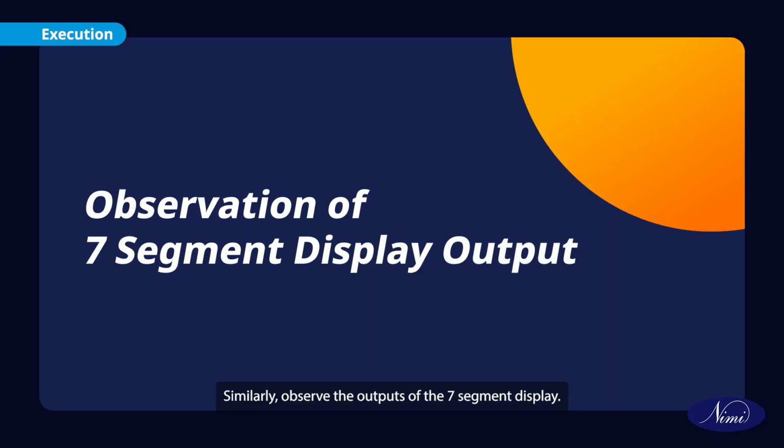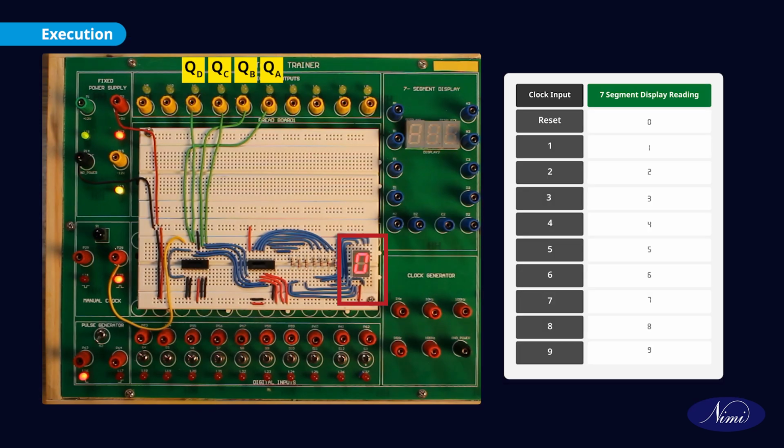Similarly, observe the outputs of the 7-segment display. Clock pulse 0, LED display output 0. Clock pulse 1, LED display output 1. Clock pulse 2, LED display output 2. Clock pulse 3, LED display output 3. Clock pulse 4, LED display output 4.